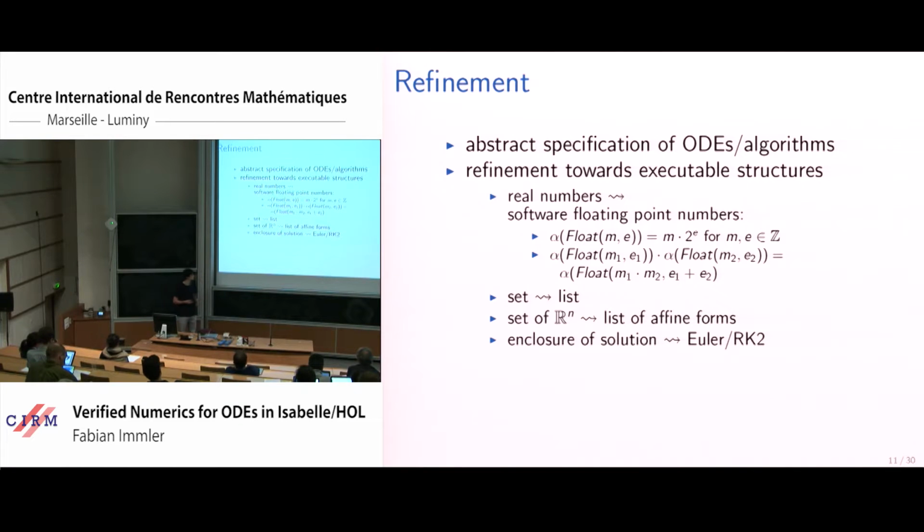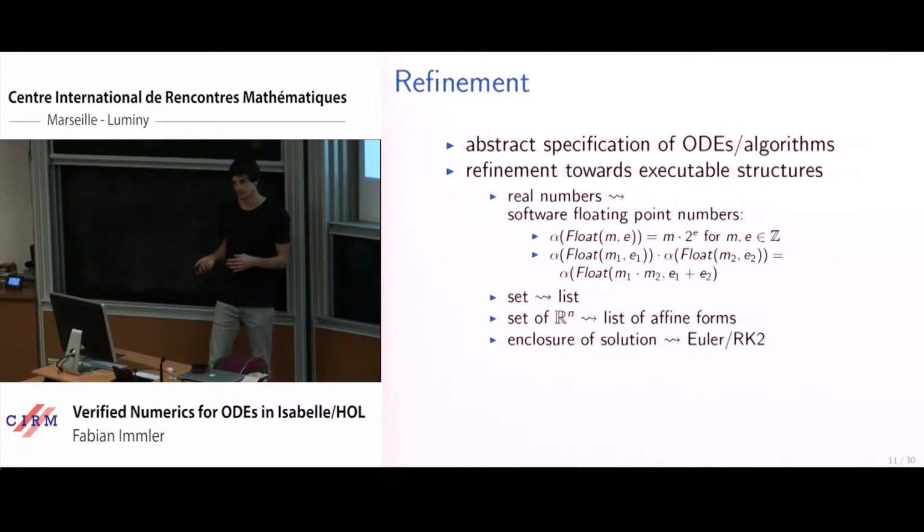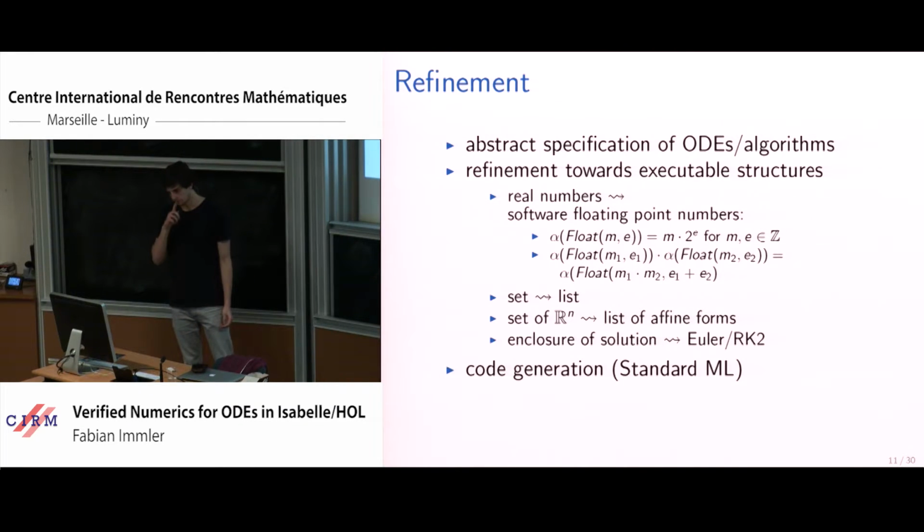So for proving interesting properties, it's often enough to just specify here at this part in the code, I want to have an enclosure of the solution. And then when you generate the code, you can use, for this enclosure, whatever algorithm you like, the Euler method or Runge-Kutta method. So that gives you some flexibility.